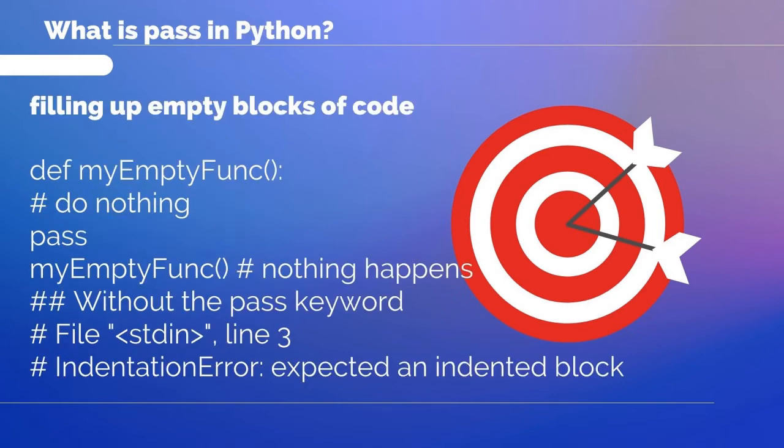What is pass in Python? The pass keyword represents a null operation in Python. It is generally used for the purpose of filling up empty blocks of code which may execute during runtime but has yet to be written. Without the pass statement in the following code, we may run into some errors during code execution.